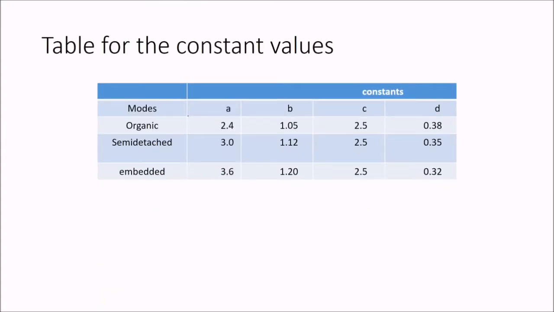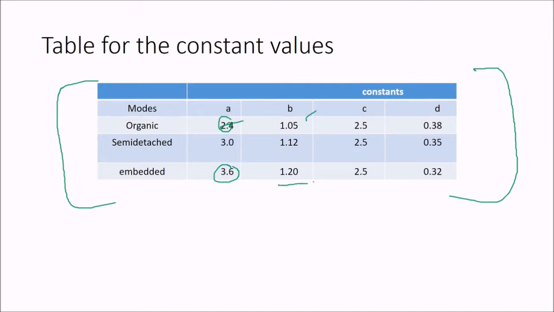Whatever I have told you, you can easily remember in terms of, or with reference to, this table. In organic, A, B, C, D have these values. A varies from 2.4 to 3.6, B from 1.05 to 1.20, C remains constant, D becomes less and less: 0.38, 0.35 and 0.32.